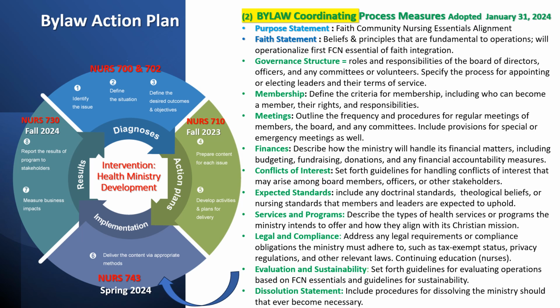The second category of bylaw coordinating process measures dives deeper into the establishment of the Foundation's bylaw concepts listed in green below, such as governance structure, membership meetings, finances, and so forth, that will be voted on and adopted no later than January 31st because the bylaws must be approved in January to initiate proceedings with a local lawyer who's agreed to provide legal assistance in establishing the ministry's 501(c)(3) status.